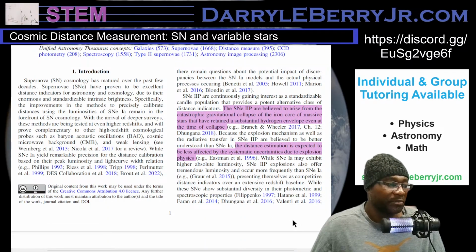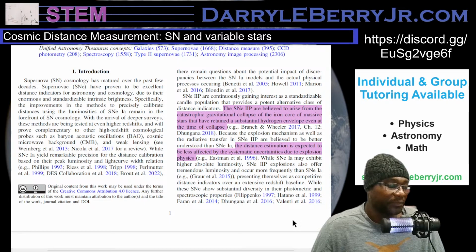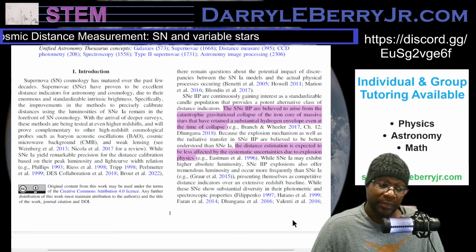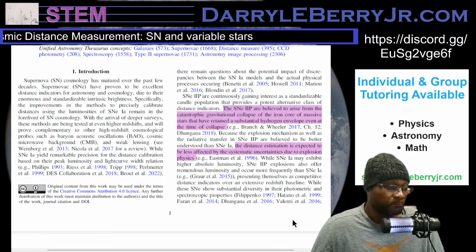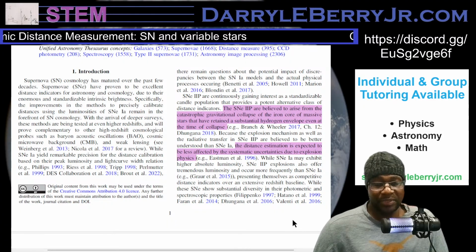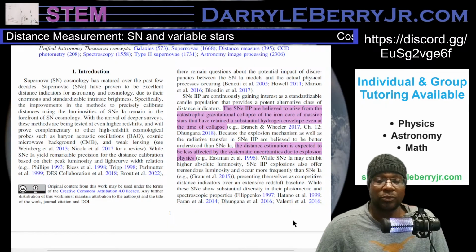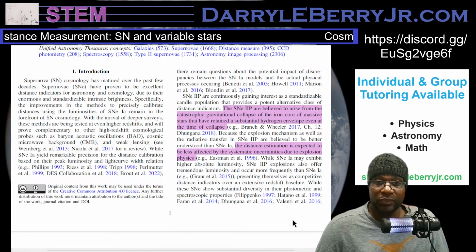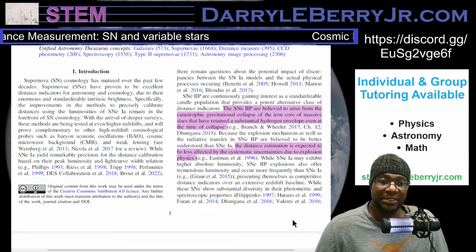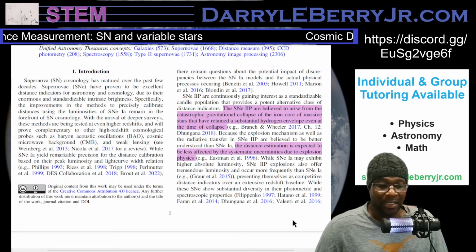While supernova 1As may exhibit higher absolute luminosity, supernova 2P explosions also offer tremendous luminosity and occur more frequently than type 1A. So my understanding about type 1A is that a neutron star, a white dwarf star really, reaches the mass of about 1.3 solar masses. And my advisor was explaining that to me the other day.